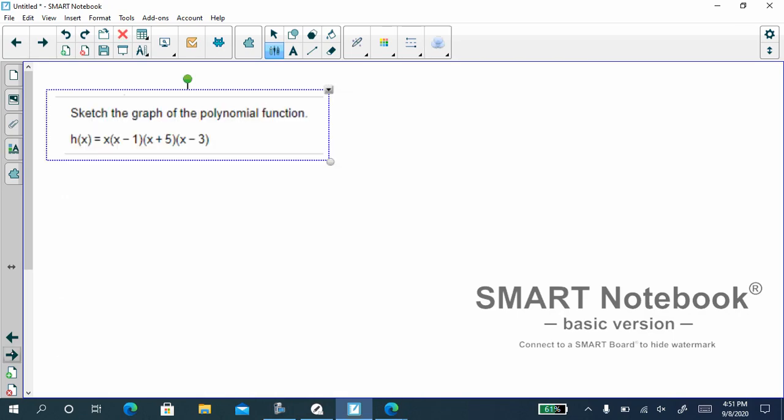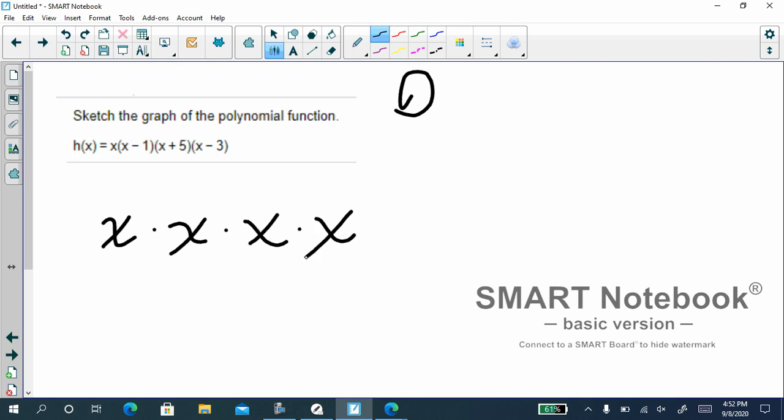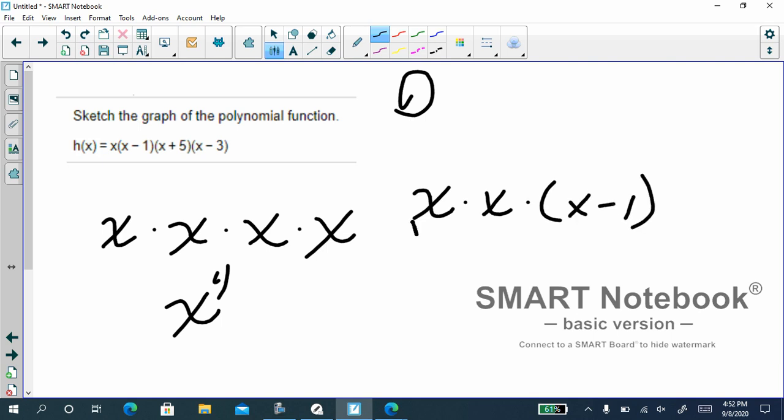So if we look at another one, this one is factored for us. So to determine the degree, think about if we had the factor x multiplied together 4 times, we would have a degree of 4. Or if we had x times x times x minus 1, that would make x squared. X squared times another factor of x would make x cubed. Now, what about that -1?